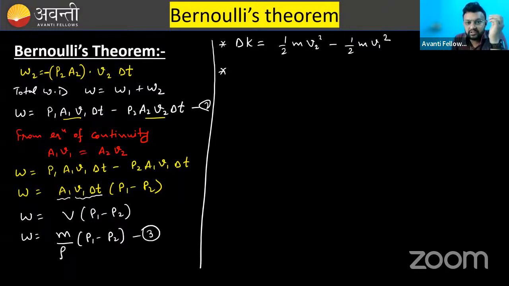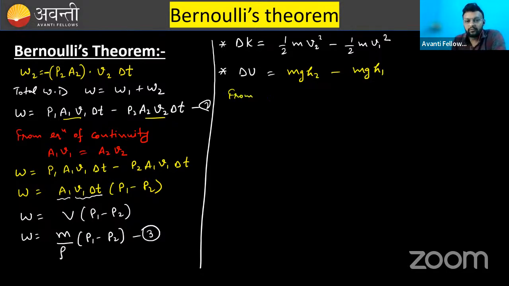Again, change in potential energy is what? Change in potential energy is mgh2 minus mgh1. Clear? So I will put all these values in equation number 1.